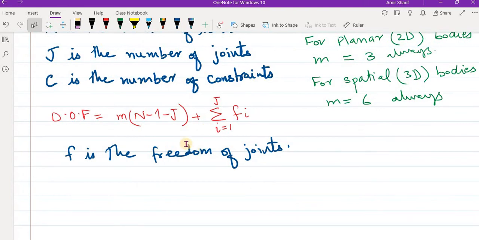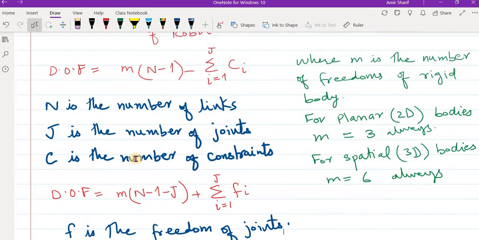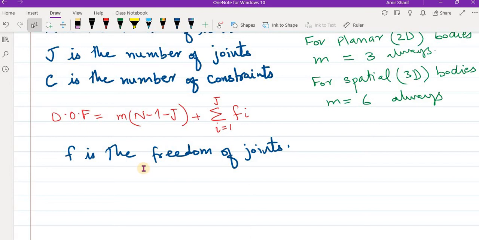So this formula we shall use to calculate the degrees of freedom of a robot, where m is the freedom of rigid bodies. For planar 2D, the value will always be 3, and for 3D bodies it will be 6. And then n is the number of links of the robot, j is the number of joints it has, and c is the number of constraints. So with the help of an example we shall make it more clear how it works.